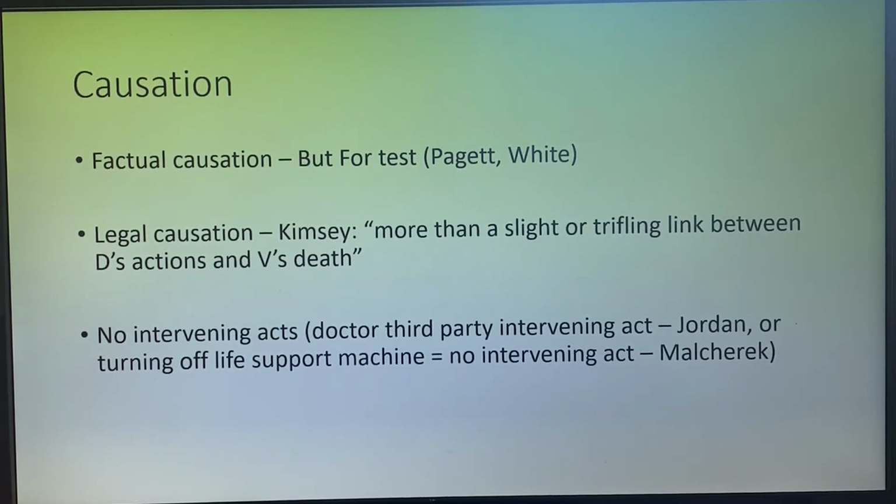And they said that doctor broke the chain of causation, meaning the person that stabbed him or shot him and put him in the hospital in the first place is no longer liable for manslaughter in this case, or murder or anything like that, because they didn't cause the death, because there's an intervening act. So we talk about the break in the chain of causation. Also bear in mind that turning off a life support machine, as we saw from Malcherek, is not an intervening act, so that doesn't break the chain of causation. You've got to be careful with that one.